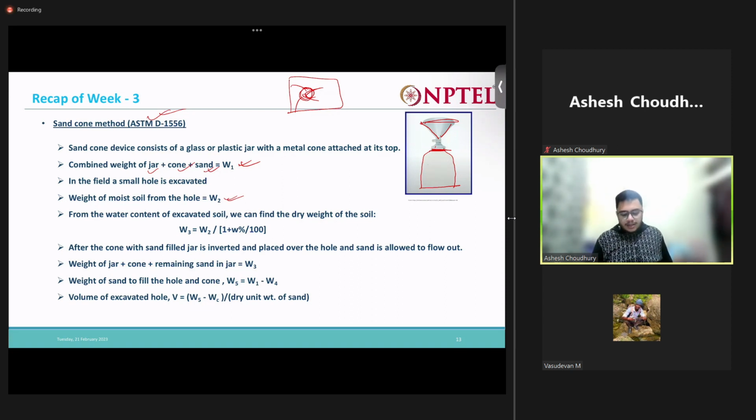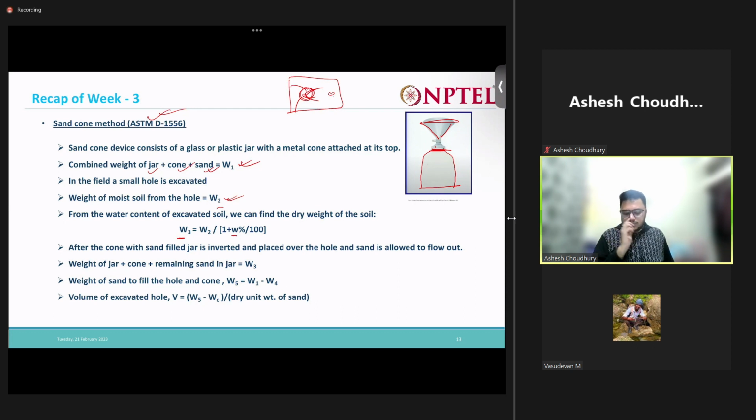Now this excavated soil, you can measure the water content in the lab. You can put it in the oven and measure the water content, and that is known as W. So if we know this water content and we know this W2, you can get the dry weight of the soil. The dry weight W3 is equal to W2 by 1 plus W, where W is the water content. Using this relation, we can find out the dry weight of the soil.